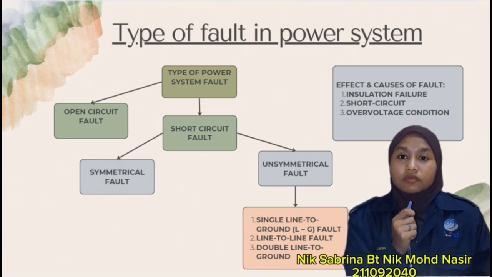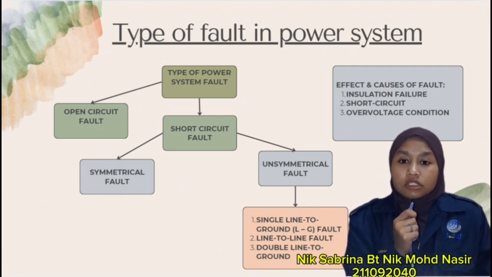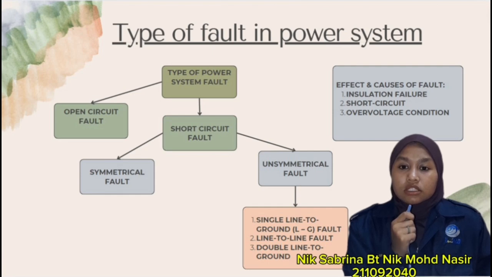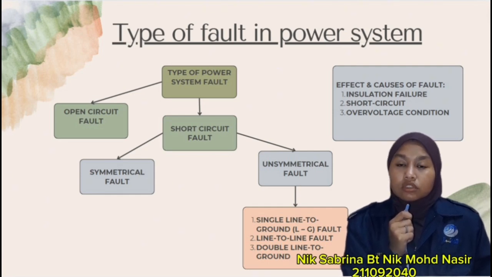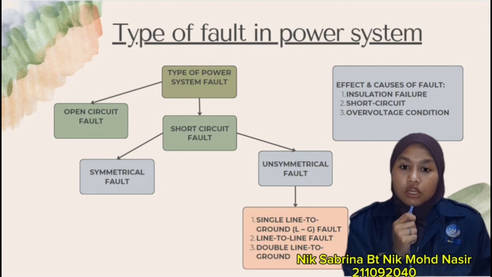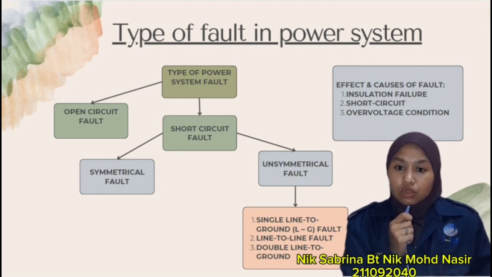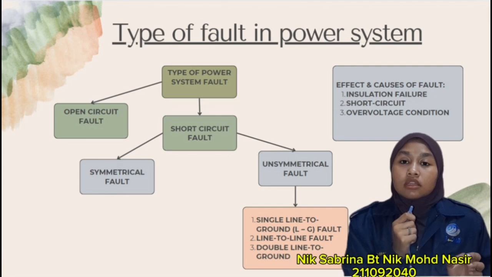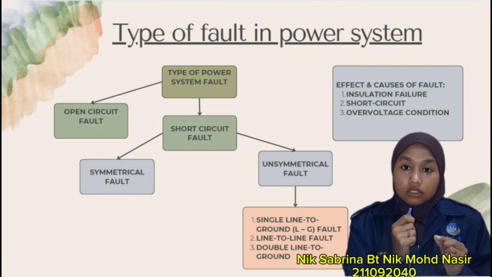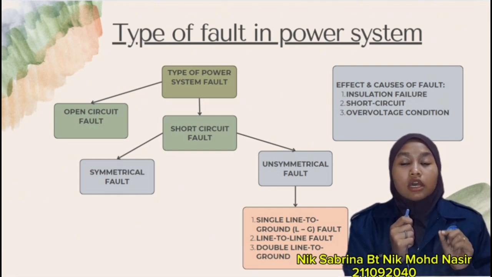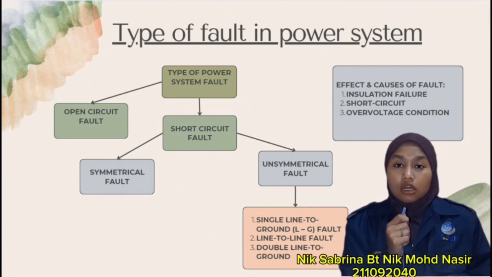Single line fault happens when a single conductor is shorted to the ground. Line to line fault happens when two conductors are shorted together. And then double line to ground fault happens when two conductors are in contact together and shorted to the ground.